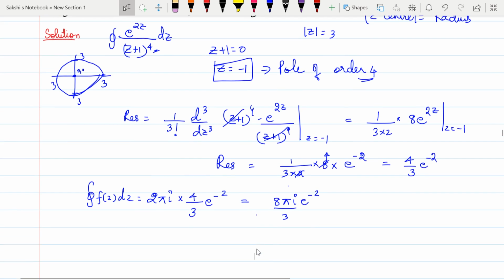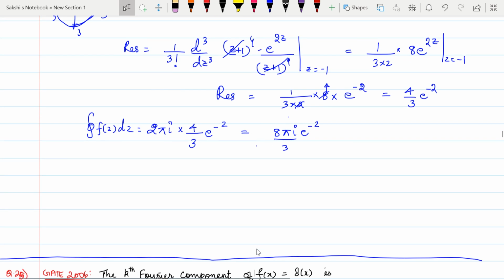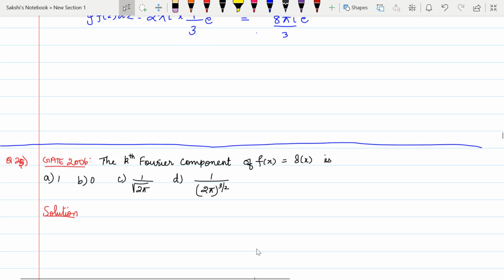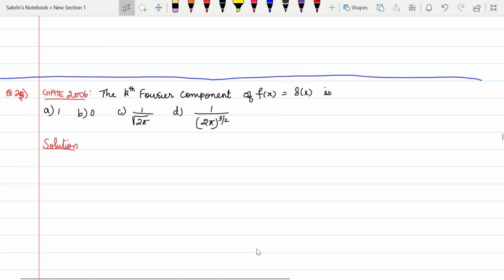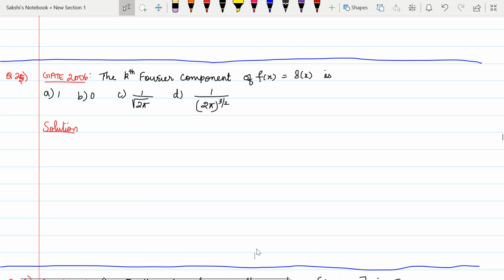I hope you get this question easily. So practice such type of questions so that you won't forget how to do step by step the process of solving this particular question from complex analysis. Okay, so let us see the next, fifth question.